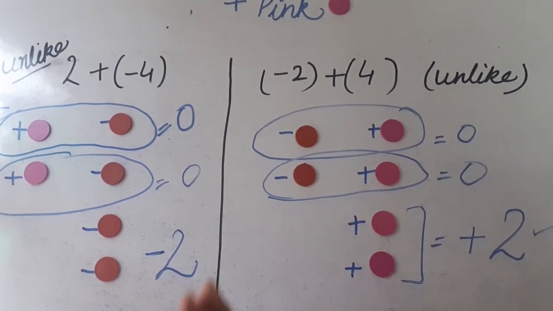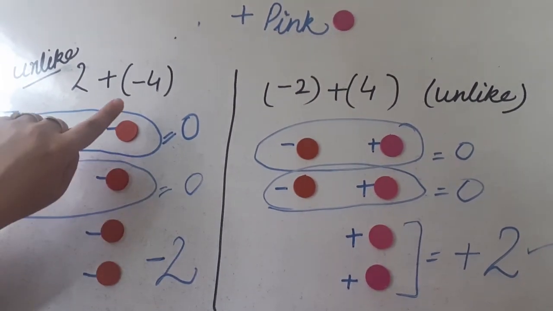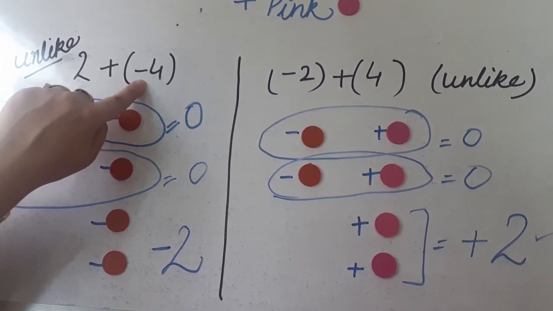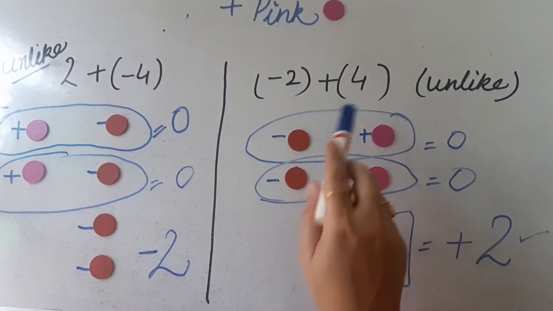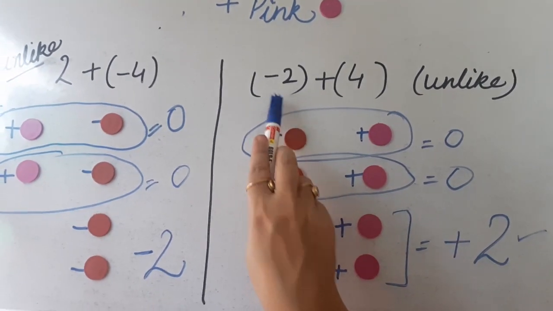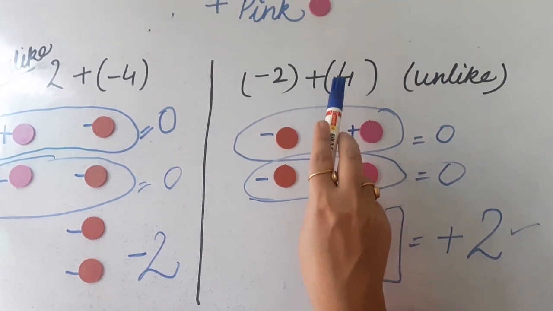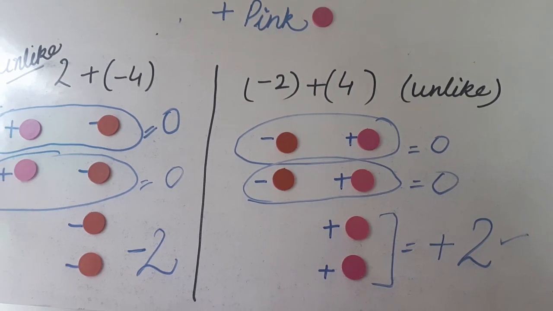So now come to the result of sign. Which sign will come? As in this, 4 is bigger number with negative sign, so I will put negative sign in the answer. In this case, 4 and 2, which one is bigger? Again 4 is bigger, with which sign? Plus sign. So in answer I will put plus sign. So I have the result.